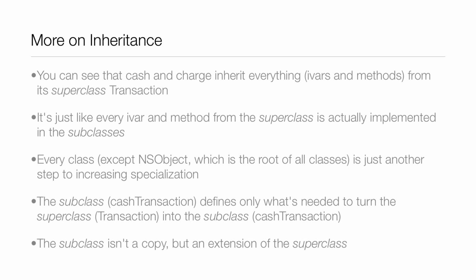So as you can see, as you go down the hierarchy, you just get more and more specific. Now, the subclass defines only what's needed to turn the superclass into the subclass. So to think of this in terms of our program, CashTransaction only defines what's needed to turn Transaction into a cash transaction. And the same thing goes for ChargeTransaction. It defines only what's needed to turn the general, generic Transaction into a charge transaction. And that's why the subclass isn't a copy, but is just an extension of the superclass.